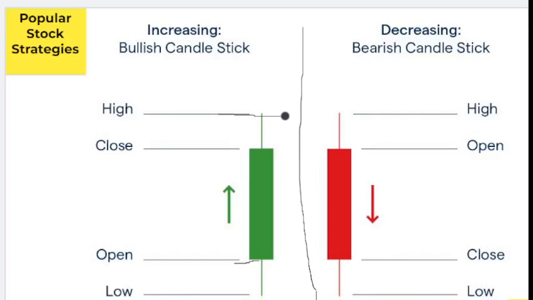So basically, high is the price where the stock was actually trading. The stock was actually being sold, but it could not hold it and came down. This high is the highest price the stock has touched in this given time frame, in this given candle.